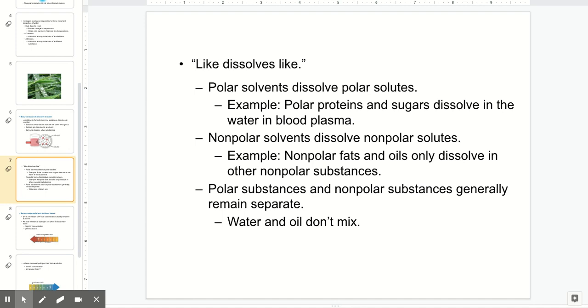I know that seems kind of high tech, but we know that blood looks the same throughout, and that's because the stuff that's in blood gets dissolved by water. And then moving forward, we have nonpolar solvents that dissolve nonpolar solutes. For example, fats and oils can only be dissolved or broken down and mixed together with other things that are nonpolar, other fats and oils.